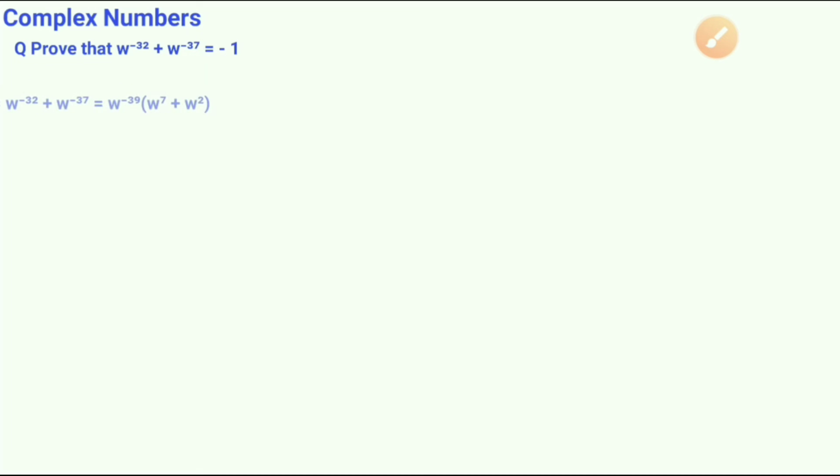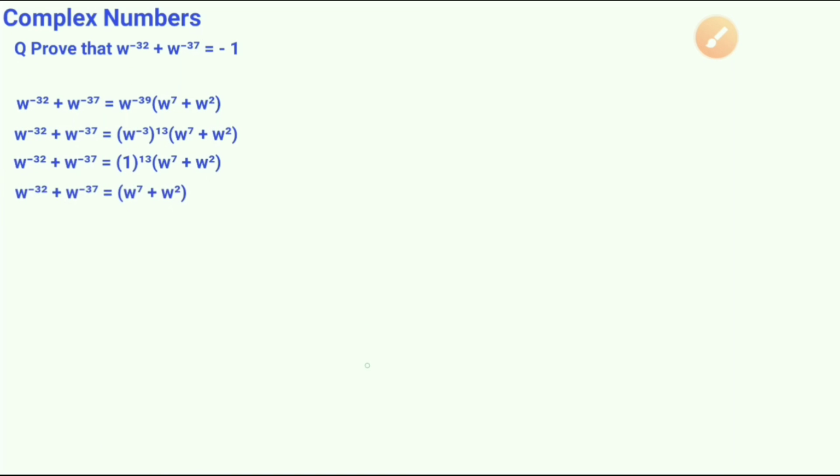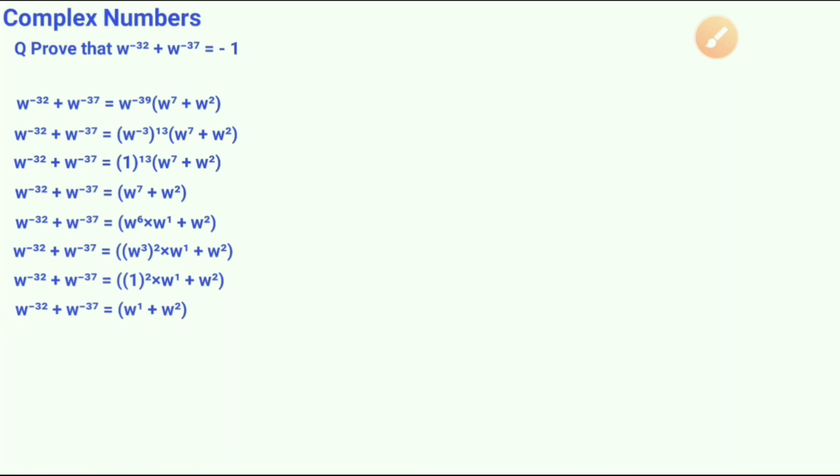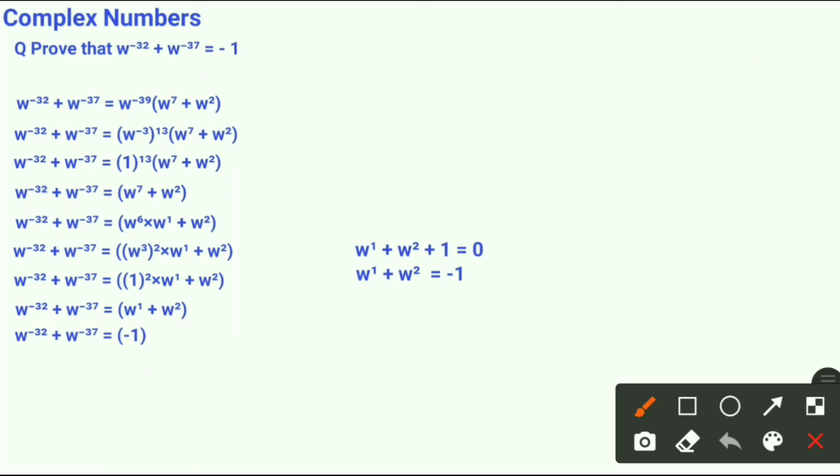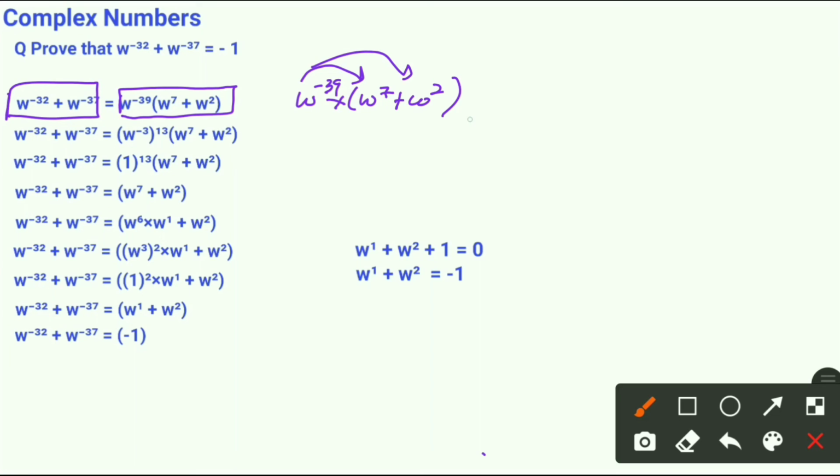Now prove that this expression is equal to minus 1. Okay, so what's happening in here? w to the minus 32 plus w to the minus 37 is equal to w to the minus 39. Okay, so let's see here. First we took the common factor w to the minus 39, multiplied by w to the power 7 plus w to the power 2. If we multiply this and this, then we'll get the same as before.